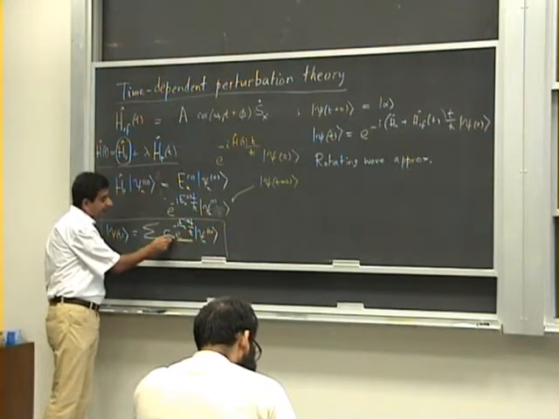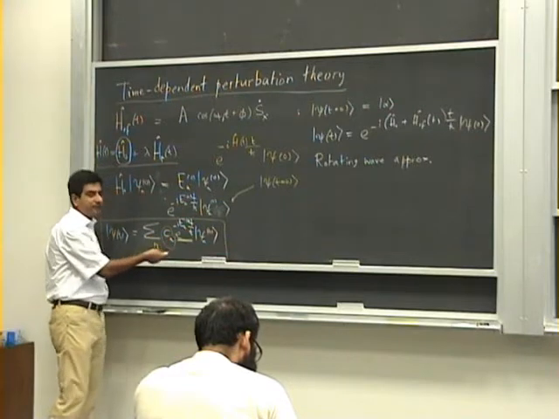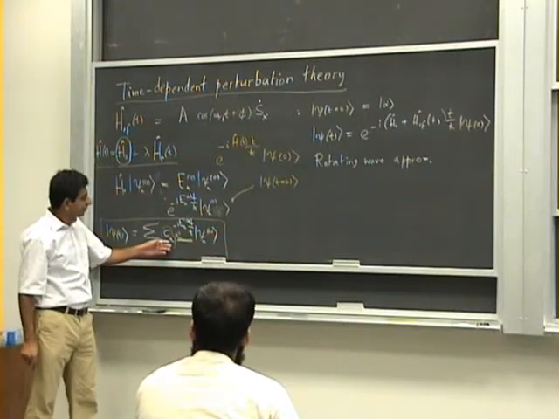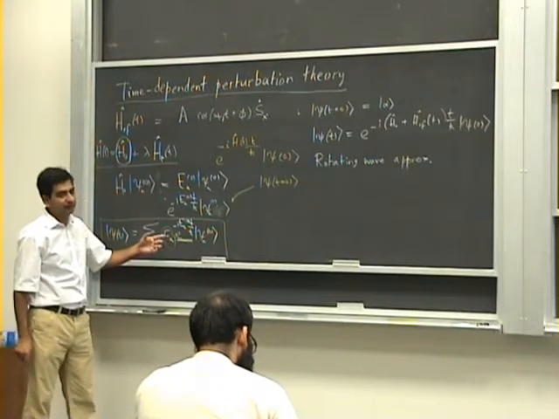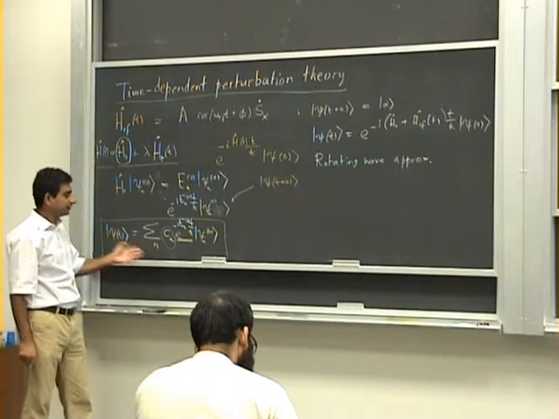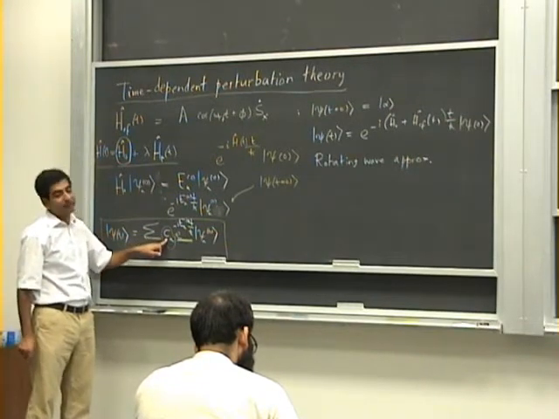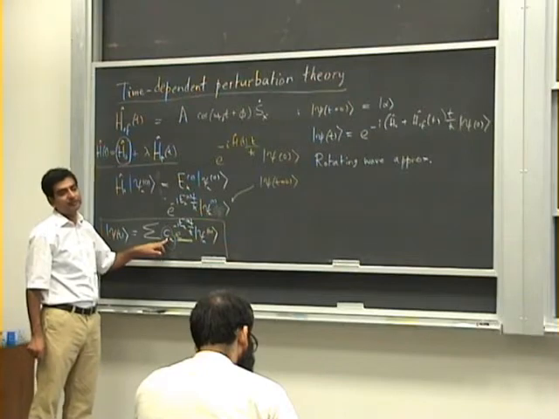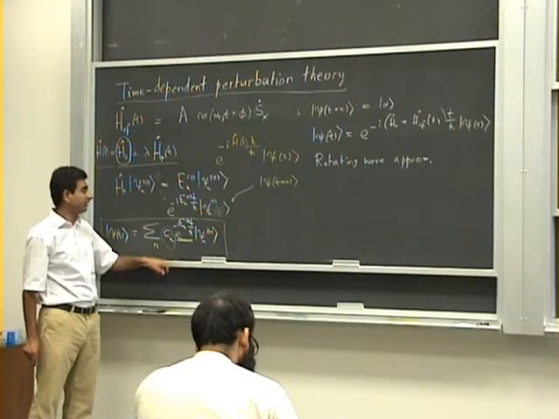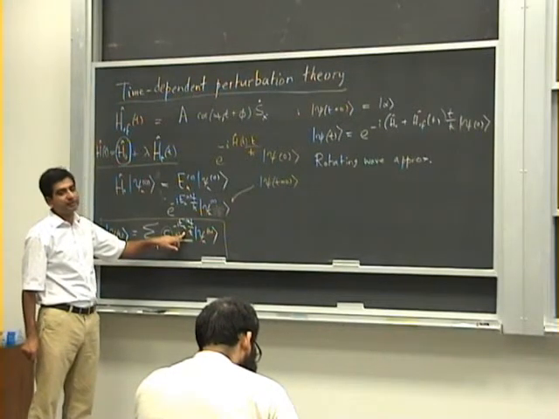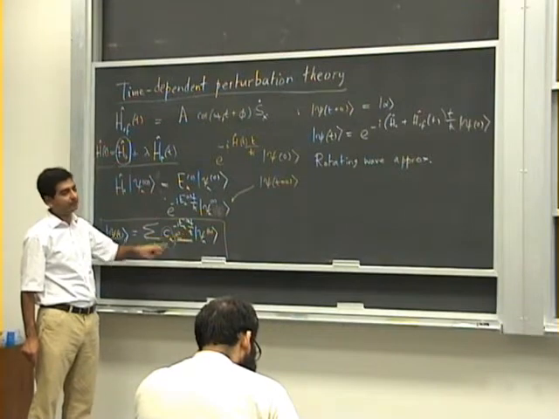This Cn is, there are multiple Cn's for as many n's as you have, whatever the dimensionality of the system is, but each Cn is a constant. The Cn does not evolve or change with time. All the time dependence has been factored into these phase factors.